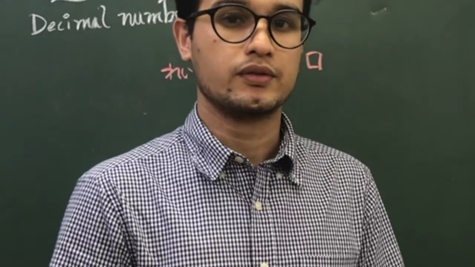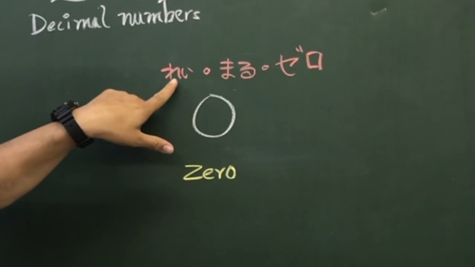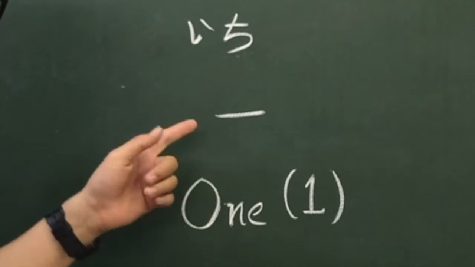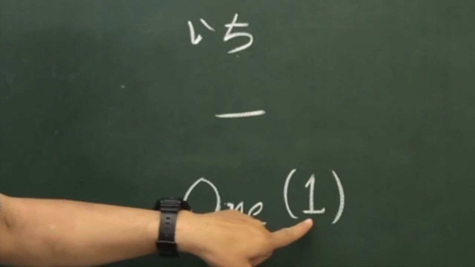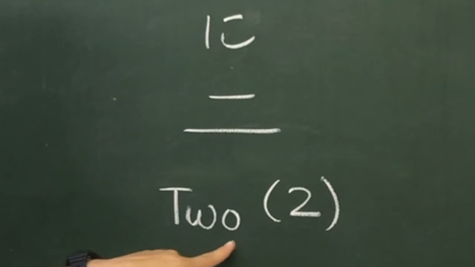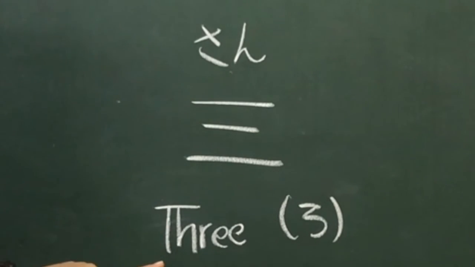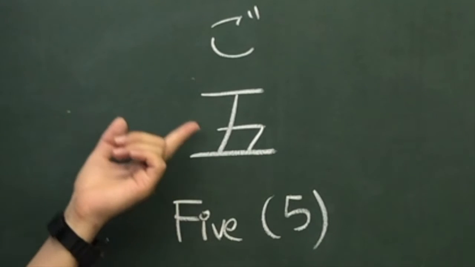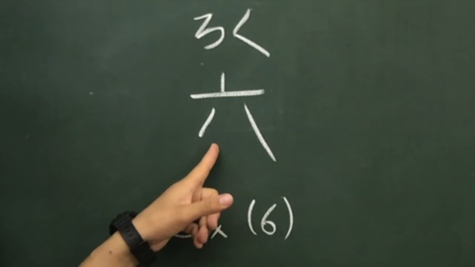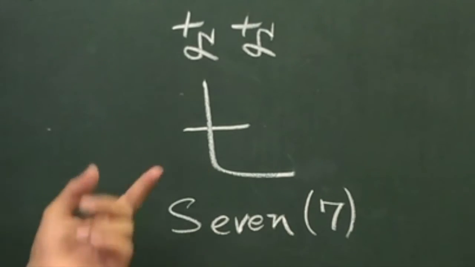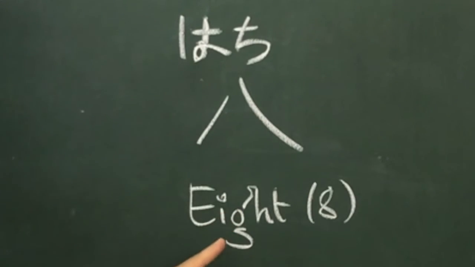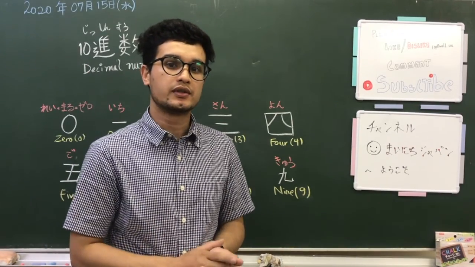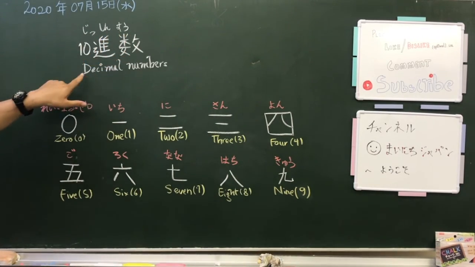The first numeric character we're going to take is 0, which in Japanese is known as rei, sometimes also known as maru, or sometimes also known as zero. Next we have ichi, which is 1, and ni, which is 2, san, which is 3, yon, which is 4, go, which is 5, roku, which is 6, nana, which is 7, hachi, which is 8, kyu, which is 9.